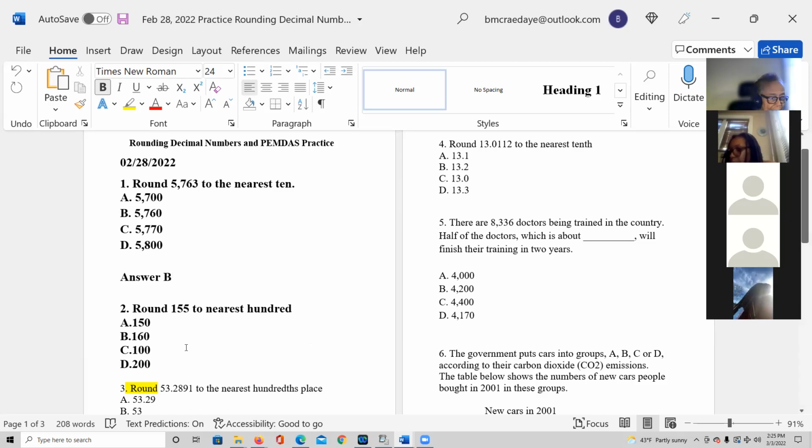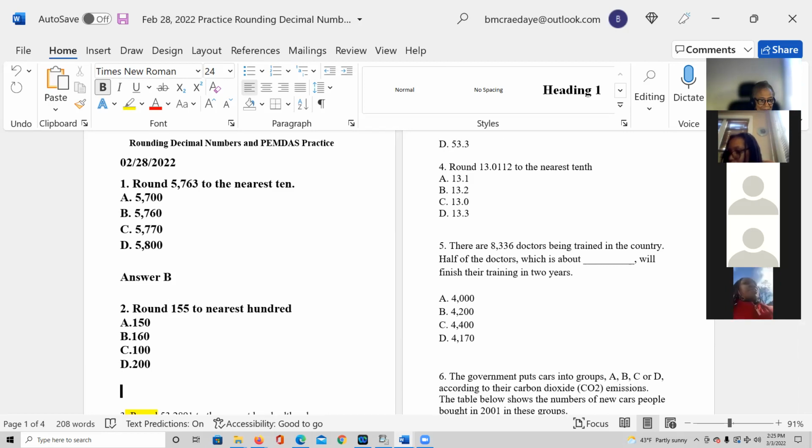Okay. Now, number 2, round 155 to the nearest 100. Now say these. What place is the 100? 1, 5, or 5? 1, that's right. Ones, tens, hundreds. So the 1 is the hundreds place. So what would be the answer, Mercedes? The answer would be D. That's it, D, because the 5 bumps the 1 up to 2, right?